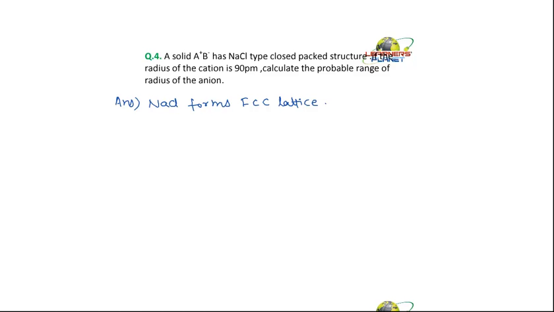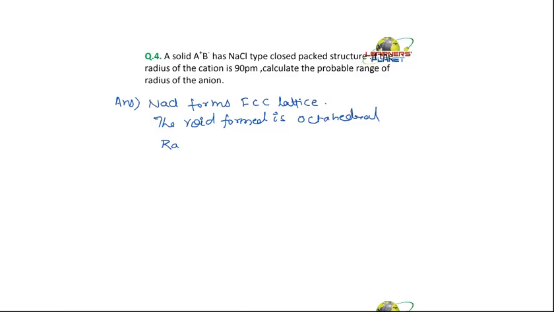The void formed is octahedral. Octahedral means that the void is in contact with 6 neighboring atoms. Right? Now for an octahedral void, what is the radius ratio?